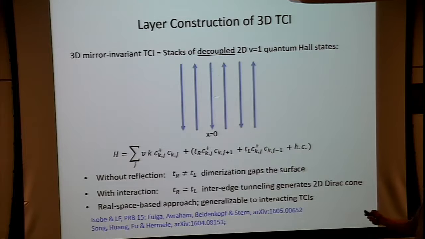Yeah, that's an excellent question. The mirror symmetry is about x equals 0 or any of these planes. It has to be at the planes, not between the planes, because this system does not have reflection symmetry in between two planes. So this system only has, by this construction, mirror symmetry with respect to each of these planes, not in the middle of two planes.